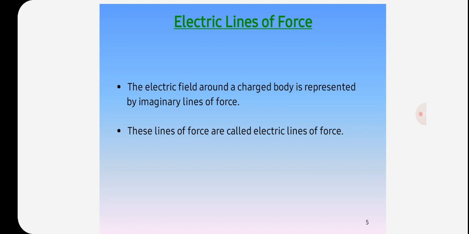The lines of force always originate or emanate from the positive charge and end or converge on the negative charge. The electric lines of force leave or enter the charged surface normally, or at 90 degrees. As per the SI system of units, one line of force emanates from a unit charge.